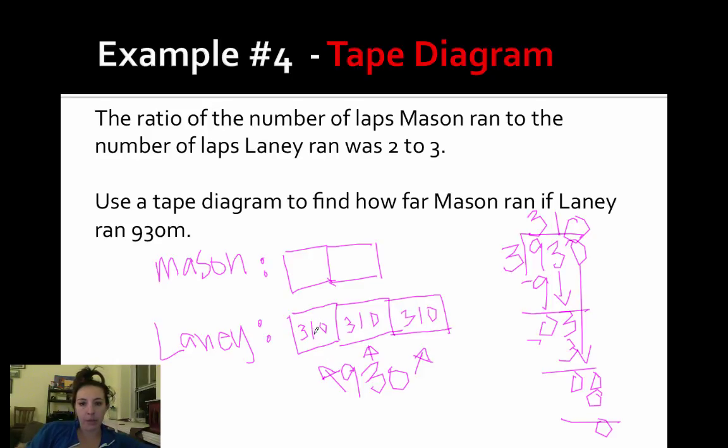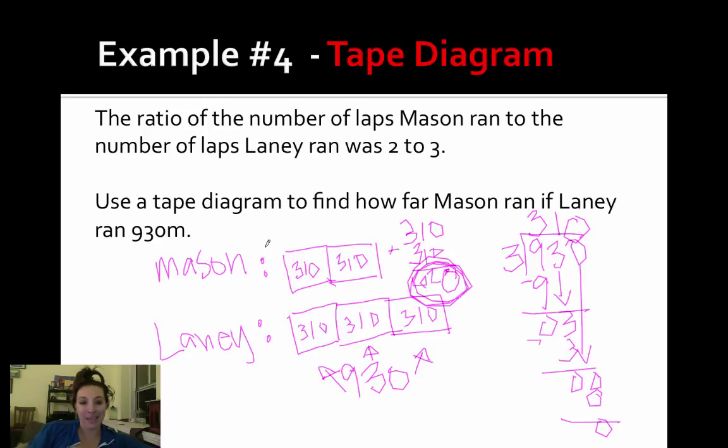So each one of Lainey's blocks represents 310. That means that each one of Mason's blocks also represents 310 laps. So you just add the two 310s up, or you can multiply by 2, either way, to figure out how many laps Mason runs. If you can't see that, that is 620. So Mason runs 620 laps if Lainey runs 930 laps.